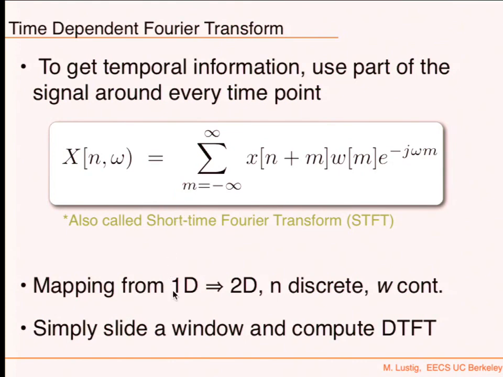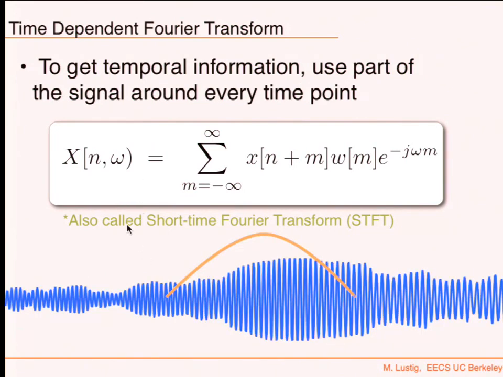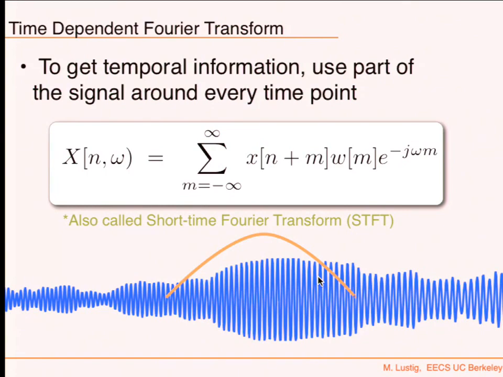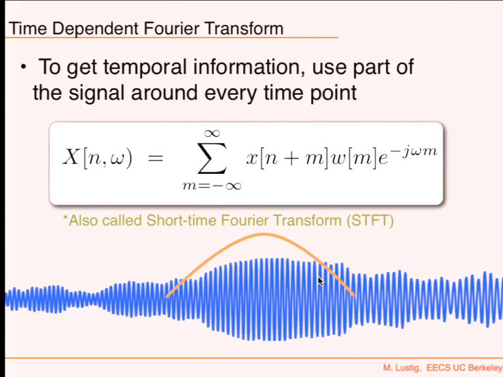So it's a mapping from one to two. I'll show you an example. Basically what it does is simply slide a window and compute a DTFT. So you take your signal, multiply it by a window, and compute a DTFT. Then you slide your signal, multiply by a window, and compute the DTFT again. And again. So for every small n, you get a whole shifted version of the DTFT.